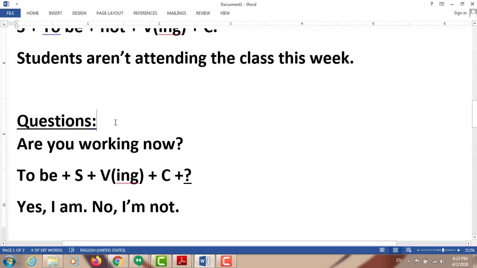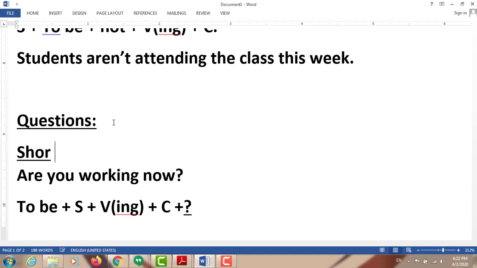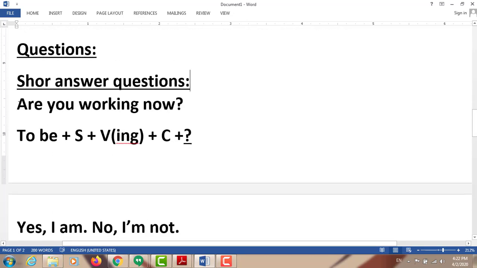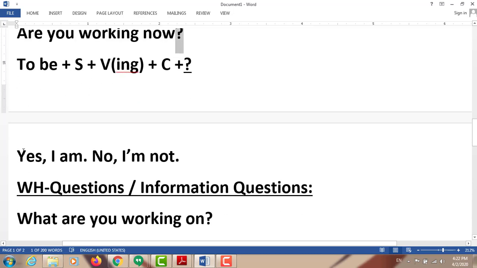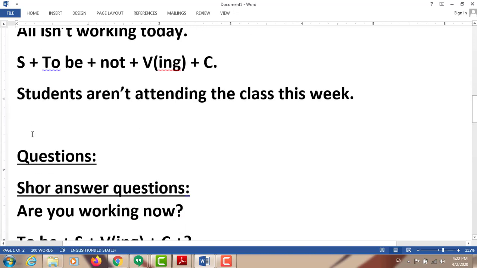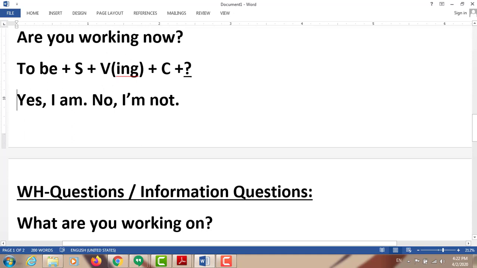Questions. We have two types of questions. First, short answer questions. Okay, are you working now? To be, we bring the to be at the beginning of the sentence, and then we have subject, and then the verb takes ing form, and then we have complement, and at the end we put a question mark. And if you are working, so what do you say? You say, yes, I am. And if you are not working, you say, no, I'm not. Yes, I am. No, I'm not. Or I can add this one, no, I'm not, to make it very specific.